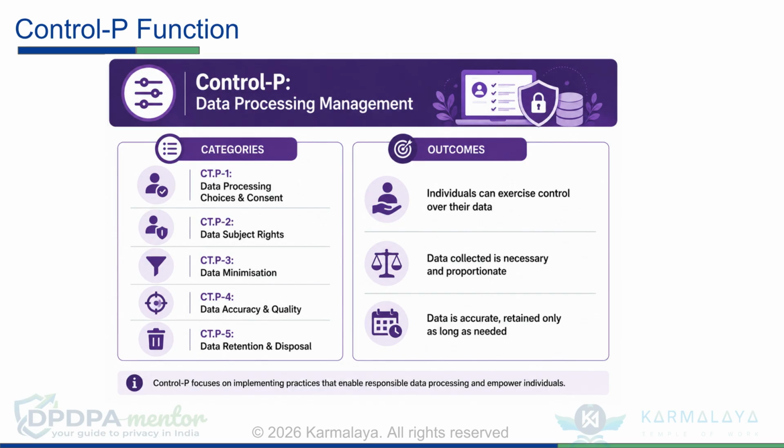Data minimization is critical. Collect only what you need, use it only for stated purposes, and avoid excessive or secondary uses. This directly supports privacy by design principles. Data accuracy and quality ensures data is accurate, complete, and up to date, reducing risks of harm from incorrect decisions based on faulty data. Data retention and disposal defines how long data is kept and ensures secure deletion when no longer needed, reducing exposure and compliance risk.